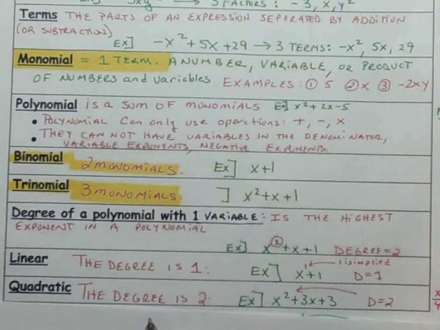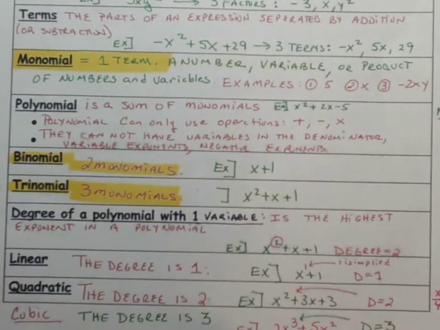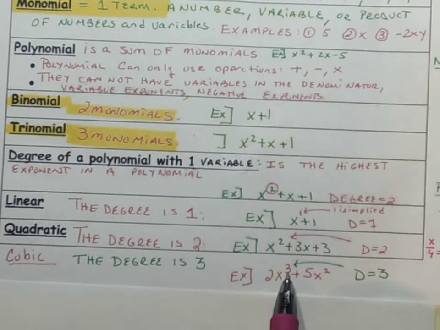Okay, quadratic. The degree is 2. So here's an example, x squared plus 3x plus 3. And the degree is 2. So this is called a quadratic trinomial. You should also know cubic. Okay. The degree is 3. So we have 2x cubed plus 5x squared. The highest exponent is 3. So this is a cubic binomial.